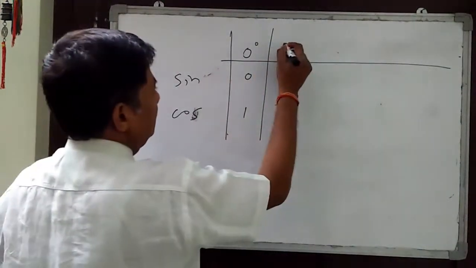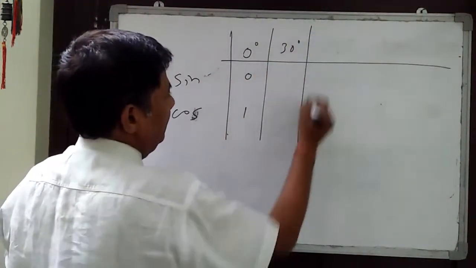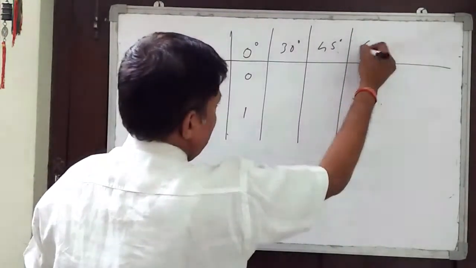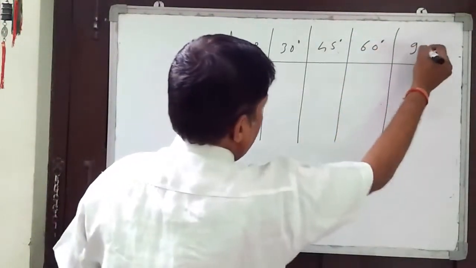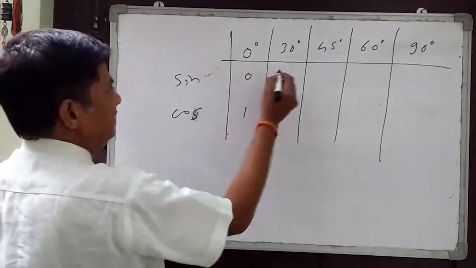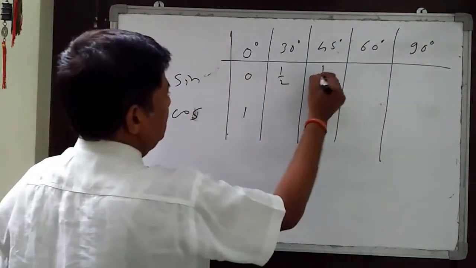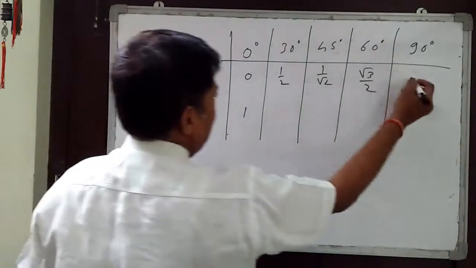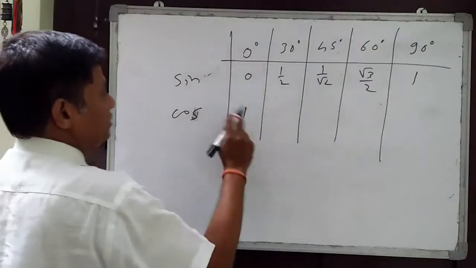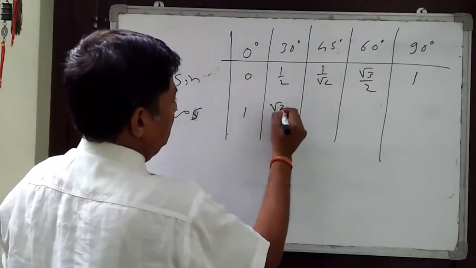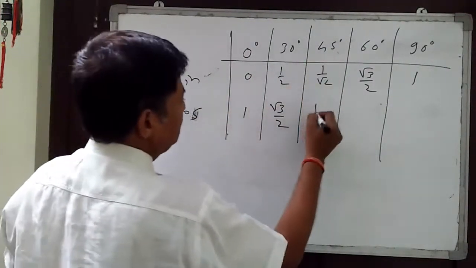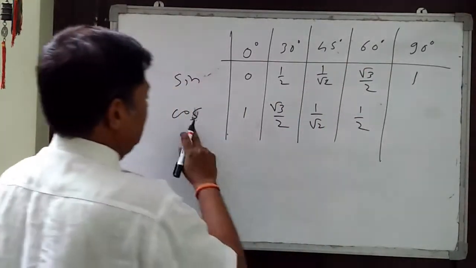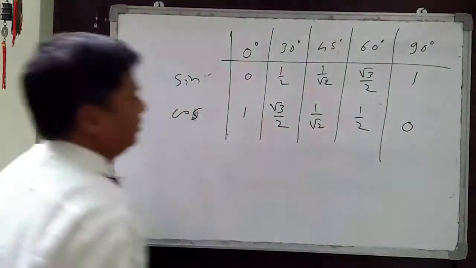Then we have studied for 30 degree, 45 degree, 60 degree and 90 degree. Now sine 30 is 1 by 2, sine 45 is 1 by root 2, sine 60 is root 3 by 2, sine 90 is 1. Cos 0 is 1, cos 30 is root 3 by 2, cos 45 is 1 by root 2, cos 60 is 1 by 2 again, and cos 90 is 0.